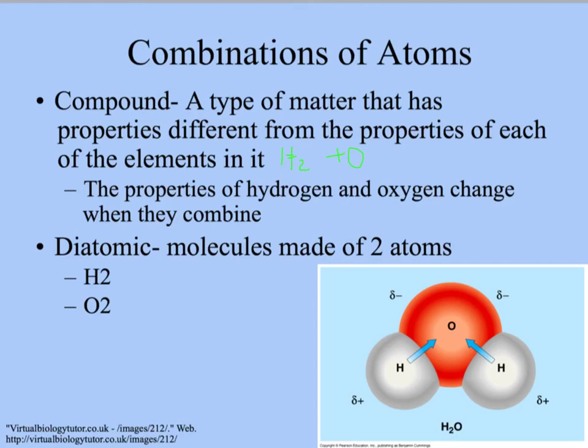Diatomic molecules are made up of 2 atoms. So H2 is a gas and O2 is a gas. So there are 2 oxygen atoms there, and in the other example there are 2 hydrogen atoms.